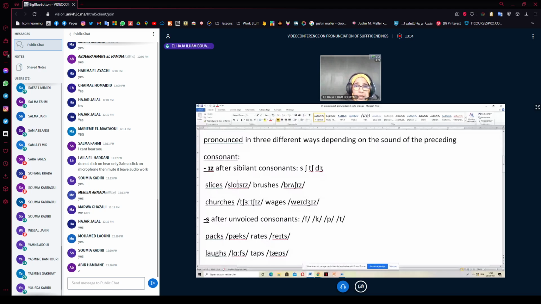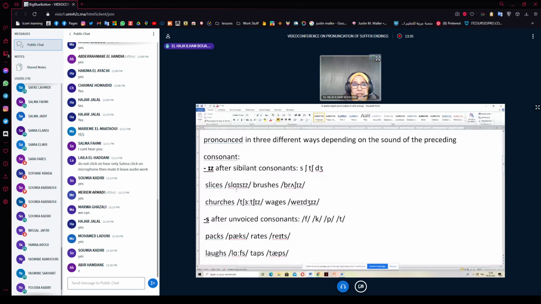So when there is a cluster of consonants that are similar in terms of production, it seems very difficult to pronounce them. Direct pronunciation is difficult here. I can't say slices or churches that way. So that's why you find that we have that vowel here, e.